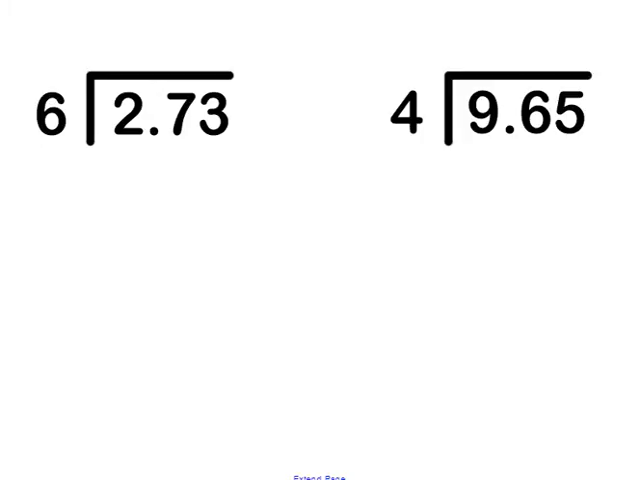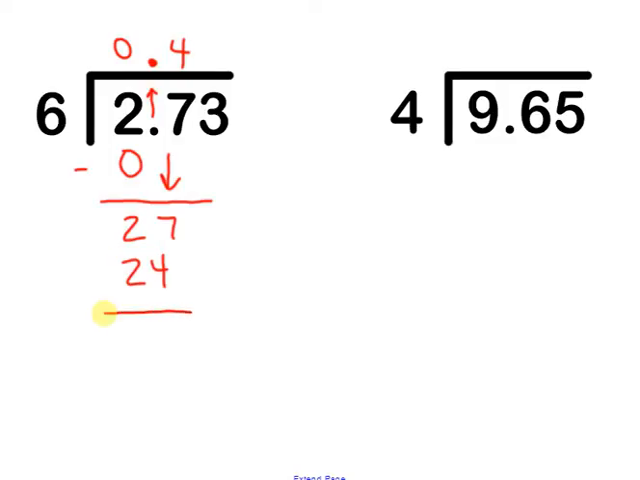Okay, more examples. Bring the decimal point straight up to the roof. 6 goes into 2 0 times. 0 times 6 is 0. Subtract. 2 minus 0 is 2. Bring down the 7. 6 goes into 27 4 times. 4 times 6 is 24. Subtract. 27 minus 24 is 3.